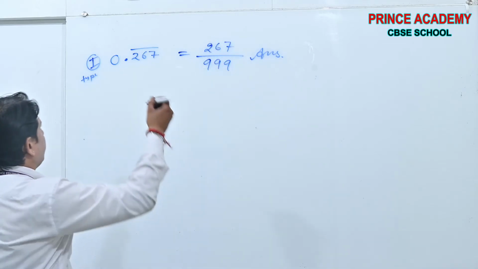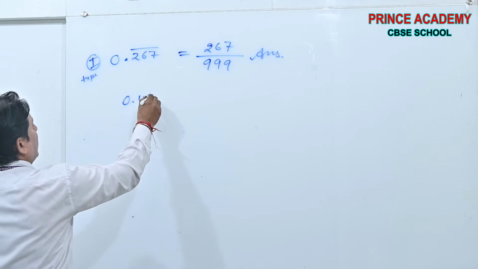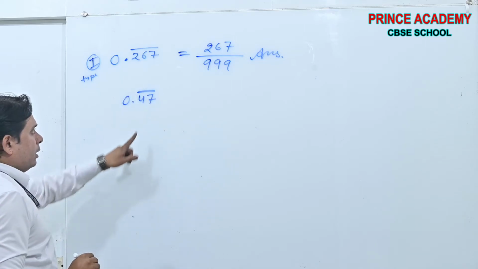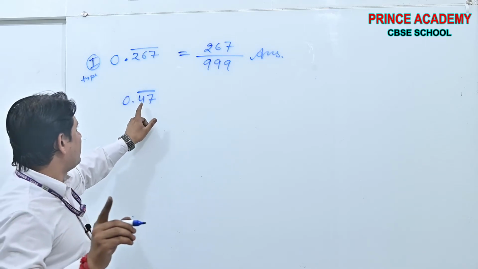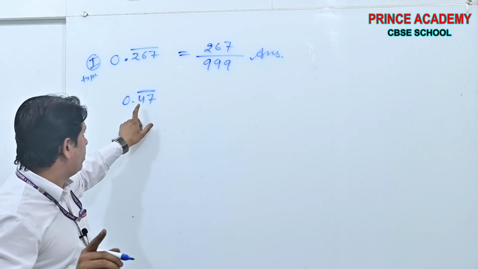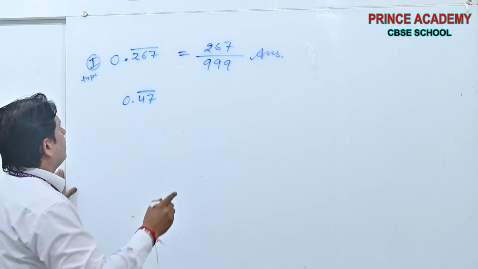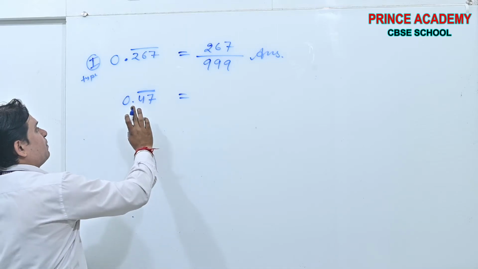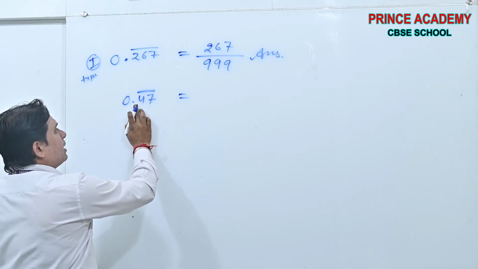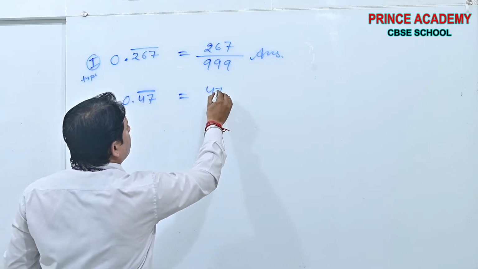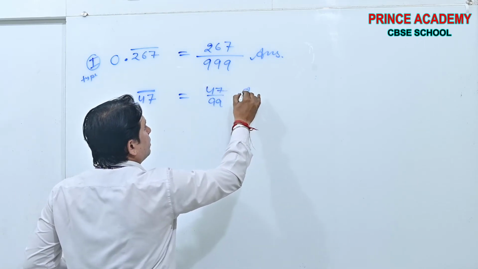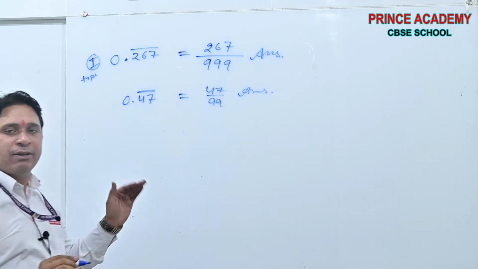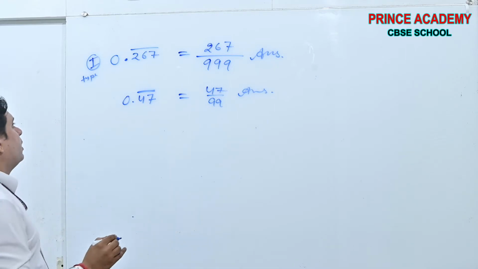One more example, suppose 0.47 whole bar. In your exam, 9th class, 47 was bar. Here see, before decimal nothing is there. Simple, first type, because after decimal all are repeating. 47 by 99 is the answer. Yes sir, 47 by 99 answer.